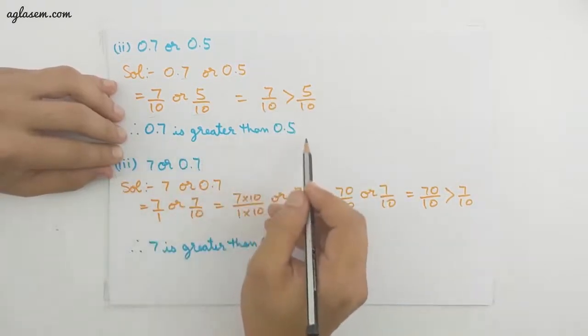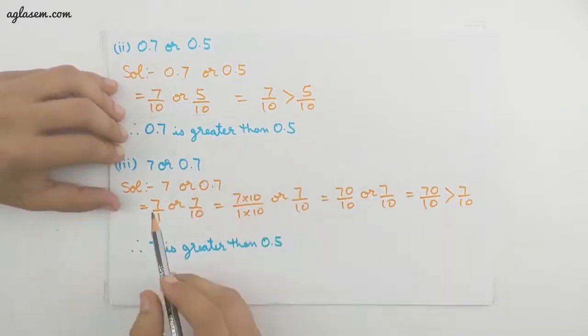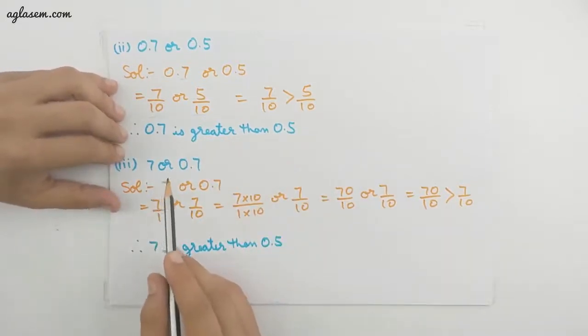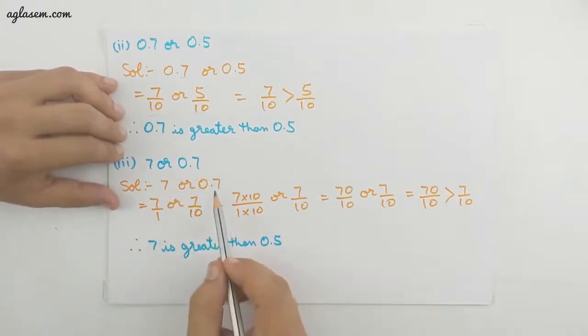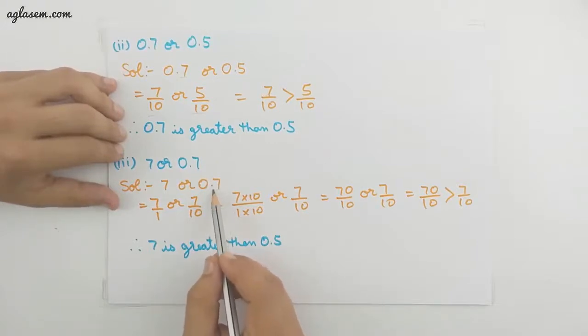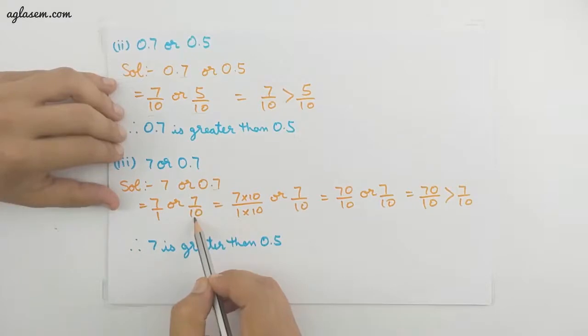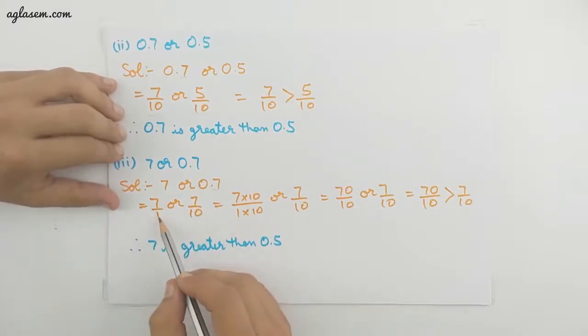than 0.5. Moving to the third part, which is 7 or 0.7, which side is greater? To make both sides equal, we will remove the decimal of this side first. After the decimal there is only one number, so 7 by 10 will be the right side. And 7 upon 1, because 7 is a whole number, we will write 1.